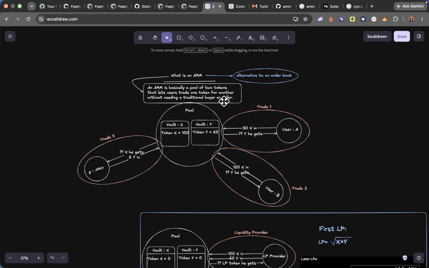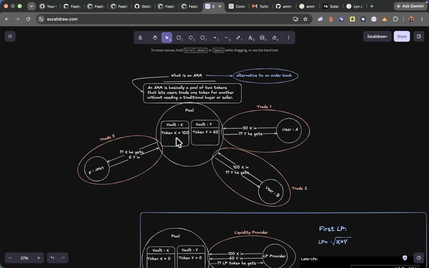But in an AMM, we already have a pool which consists of both tokens. If the pool is of gold and silver, it already has a certain amount of gold and a certain amount of silver. Anyone, irrespective of the seller, if he wants to buy gold and he has silver, he can come to this pool and he can trade. We don't need a traditional buyer, or we don't even need a traditional seller. So in simple layman terms, an AMM is basically an advanced pool of tokens where you can trade tokens without needing a traditional buyer or seller.